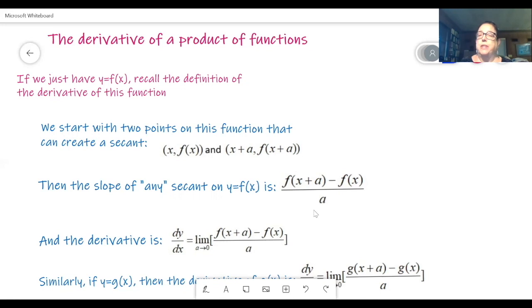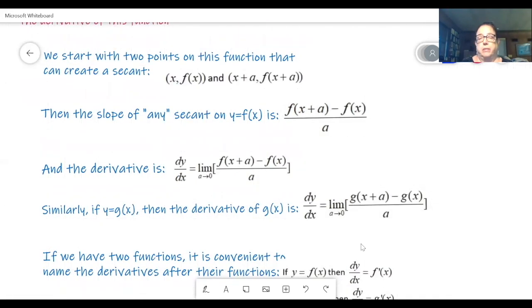And then to turn the slope of a secant into a derivative, which is the slope of the tangent, we have to make a get infinitely close to 0. So we take the limit as a goes to 0 of the slope of this secant, and that's what we call dy dx. And that's not dependent upon calling all functions f. If we had a function g, the same thing would be true, but it would be g of x plus a minus g of x. And we would take the limit of the slope of its secant as a got infinitely close to 0.